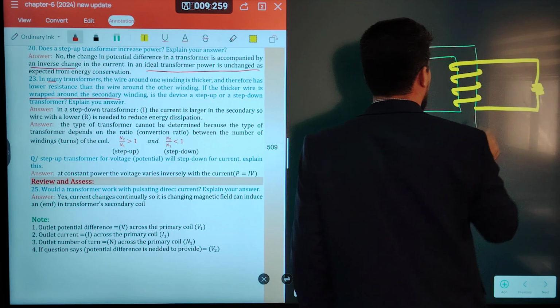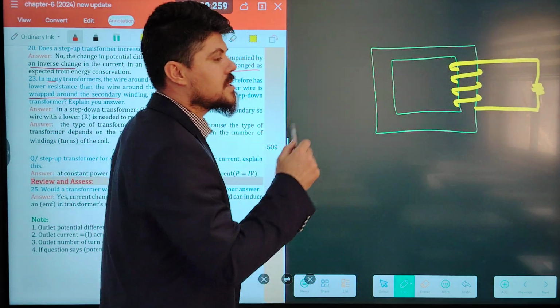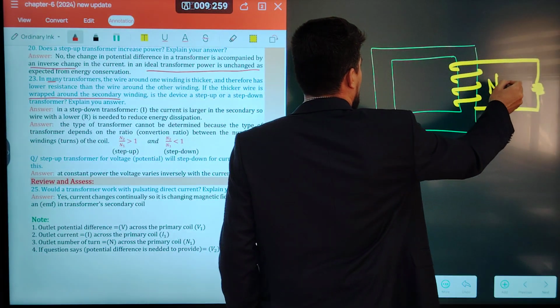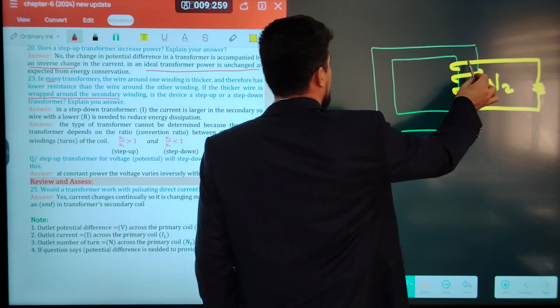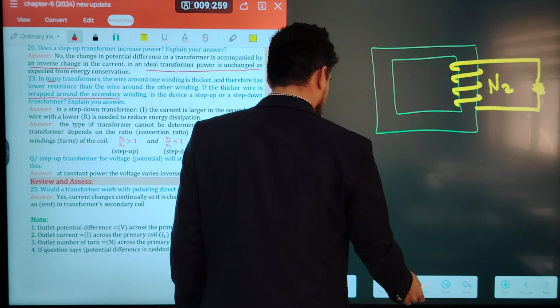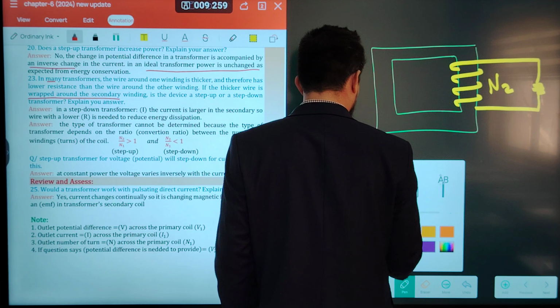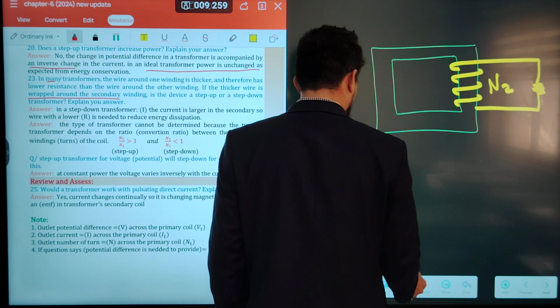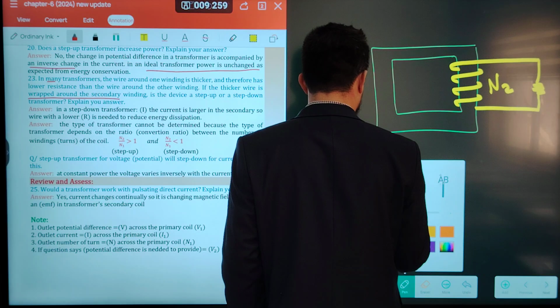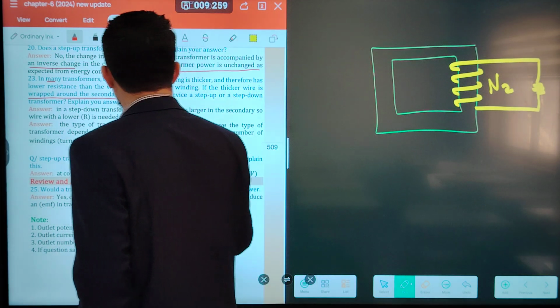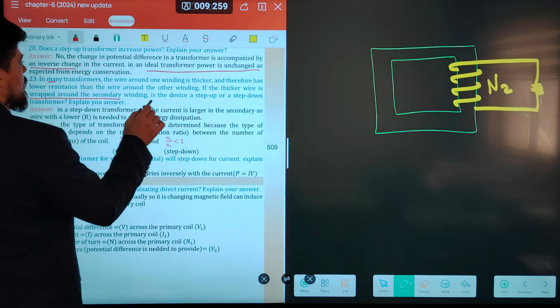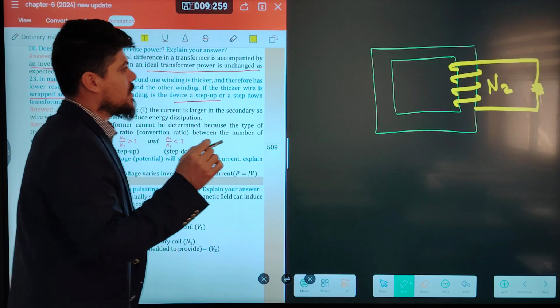Okay. Thick wire is wrapped in the secondary circuit. This is N2. How many turns do we have? 1, 2, 3, 4. And the thin wire in the primary circuit, thin wire around the same. When is the device step up or step down?